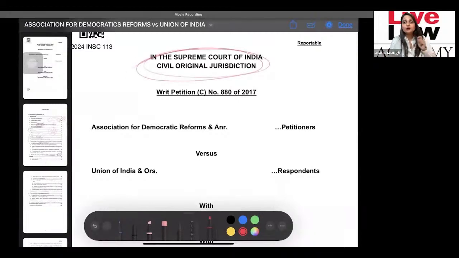So here you see civil original jurisdiction. Now my question to you here is, why civil original jurisdiction? Do you know the answer? Think about it and write your answer.